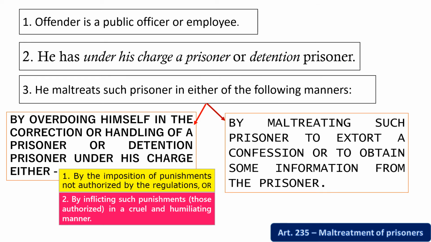Another way of committing it is by maltreating the prisoner, and the reason why you maltreated such prisoner is you want to extort a confession or you want to obtain some information from him. Gusto mong umamin na yung tao. Let's explain further. Article 235.